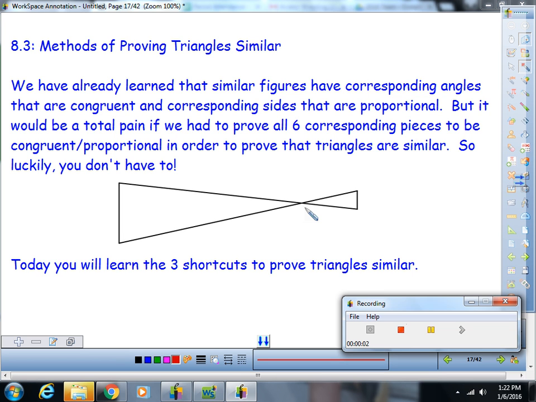All right, this is 8.3, Methods of Proving Triangles Similar. If you remember, we took like 3 different sections to learn all the ways to prove triangles congruent, and since you guys are really good at that, we kind of wrecked this all out in one quick little section. So it can kind of be difficult, but hopefully you guys will follow along pretty easily, okay?